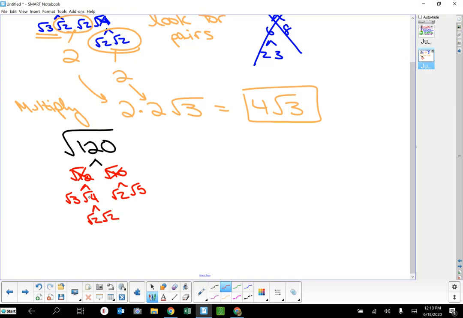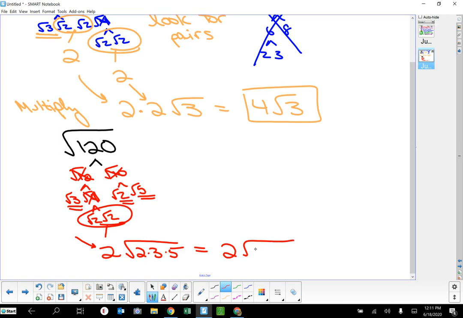All right, so here's an interesting scenario. Look what's going to happen here. These two can pair up and give me a 2. But I have all of these that don't match up with any. And so you're going to end up with this 2 down here, that 2, radical 2 times 3 times 5. That's all the numbers that don't pair up with anybody. So we get 2 radical 30.